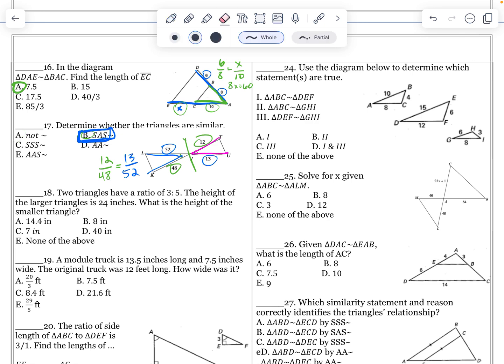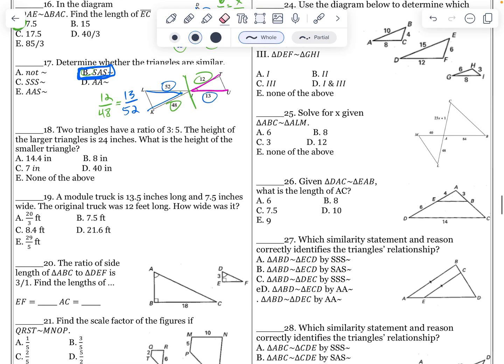Side, angle, side. Two triangles have a ratio of 3 to 5. The height of the larger triangle is 24 inches. Which is larger, 3 or 5? 5. So large is going to go on the bottom, and small on top. We have a small triangle and a large triangle, so I've got 24 times 3 divided by 5, which is 14.4.